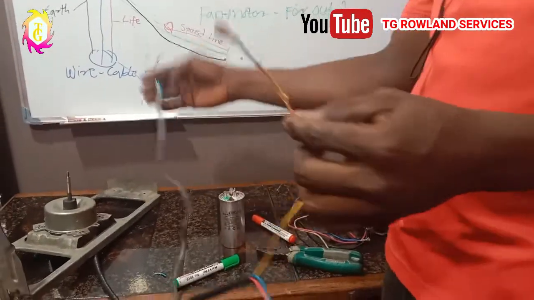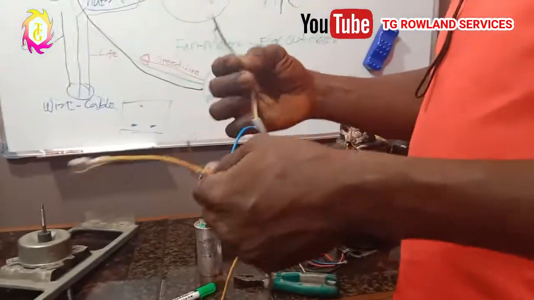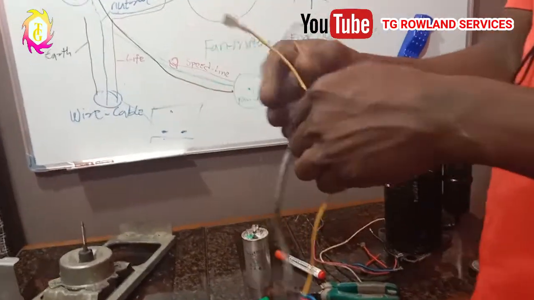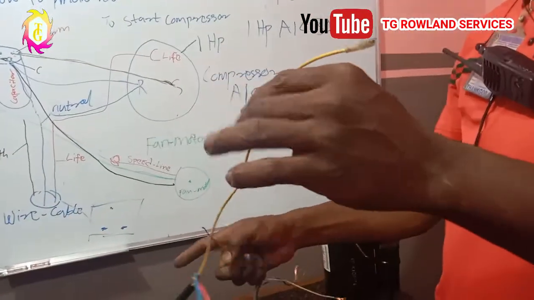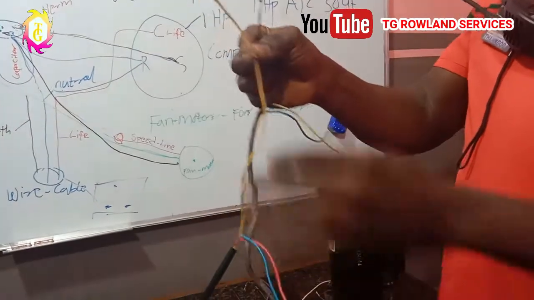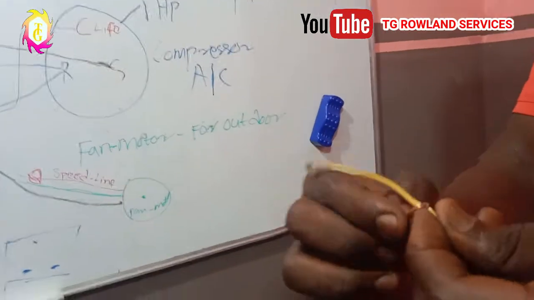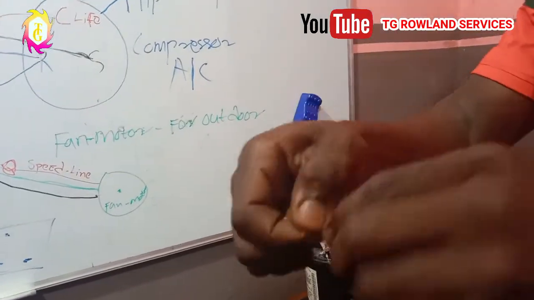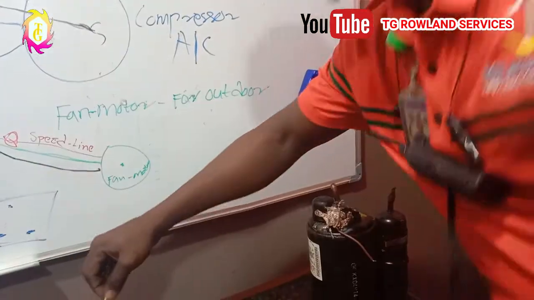Alright. Now, for you to see how everything works, you have to watch very carefully and be very, very observant. This is a 3-cord wire from the fan motor. And this one that is yellow is going directly to the live wire of the cable that we are using. I've connected this one. I'm waiting for something else. Just hold on.